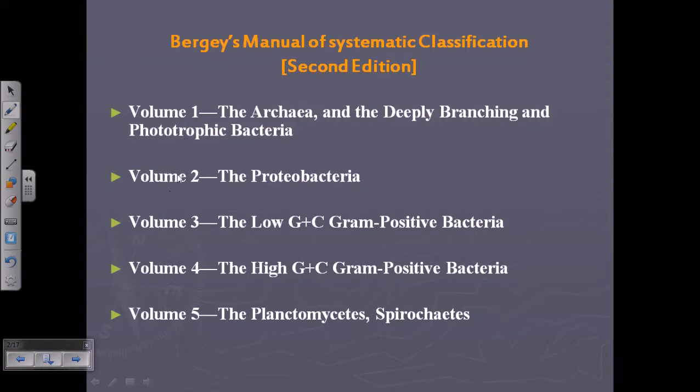So in these 5 volumes, the general view is that volume 1 consists of the archaea as well as the deeply branching and phototrophic bacteria. Now archaea are not considered as bacteria now, because archaea are the primitive ones, and as we know, if we start the journey from a common ancestor, which we call the last universal common ancestor, LUCA, we have a branch. So you have to draw a branch from this LUCA.